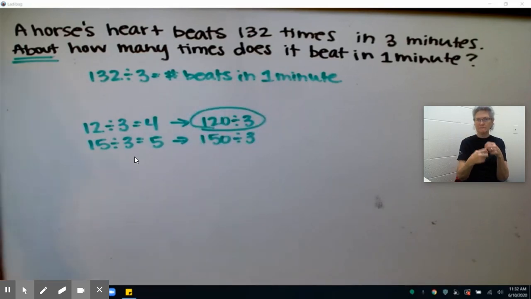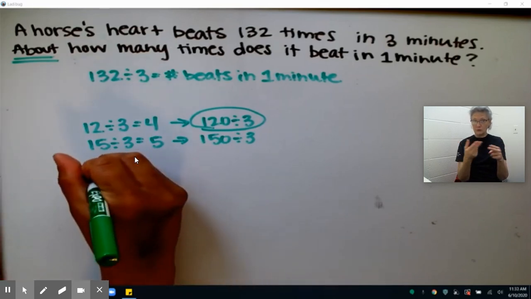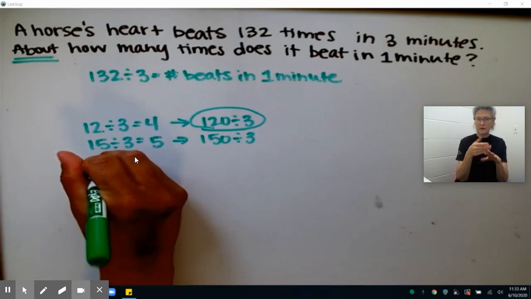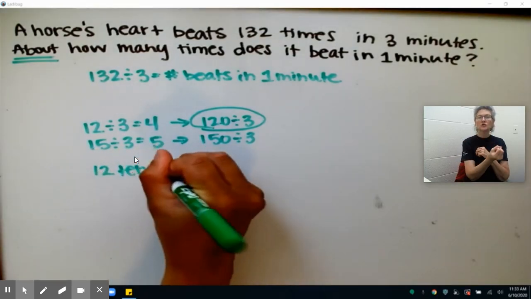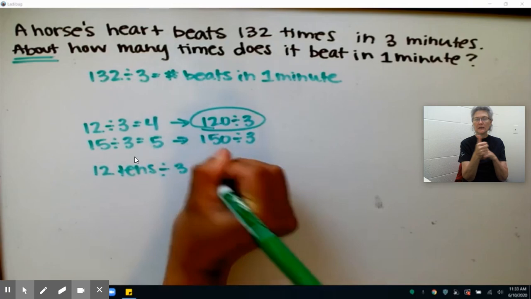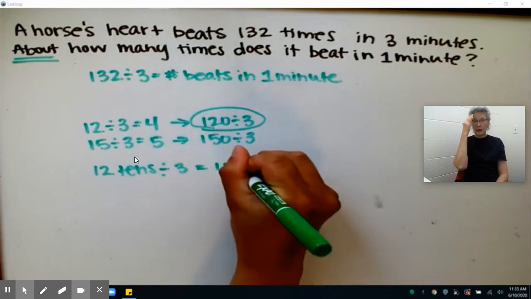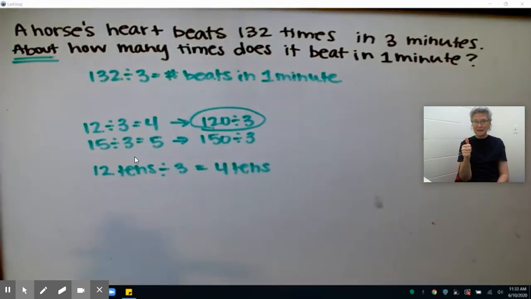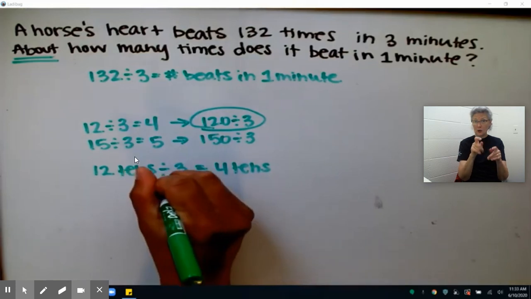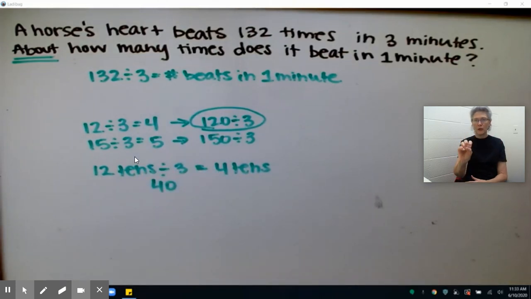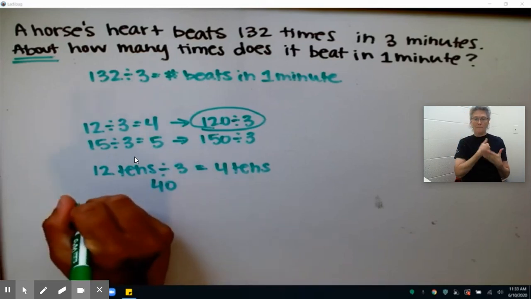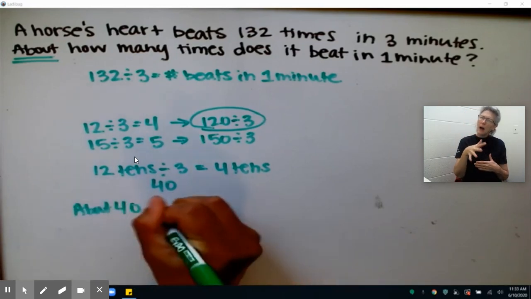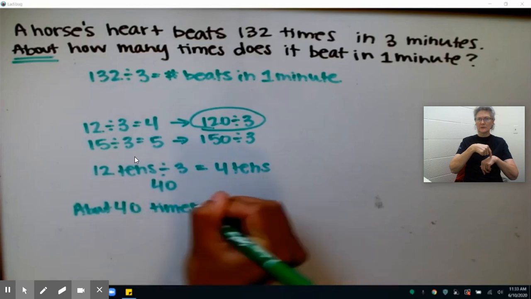So what I'm going to do then is use that place value strategy to think of 120 as 12 tens. I'll do 12 tens divided by 3, which I know is 4 tens. Another way that I can write 4 tens is 40. So the answer to this problem, I could say that a horse's heart beats about 40 times per minute.